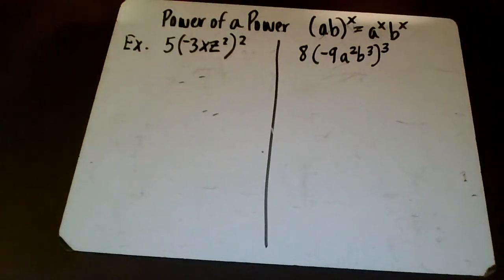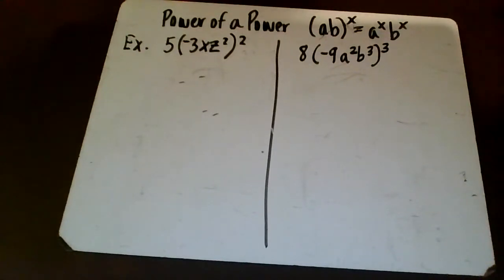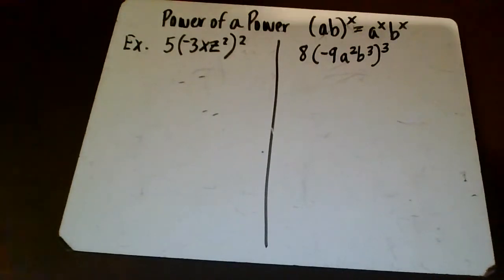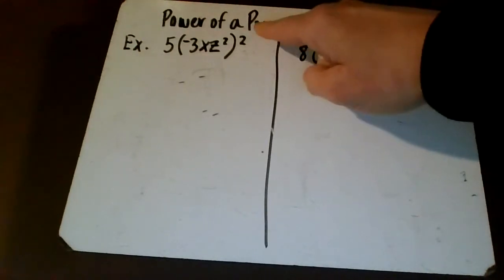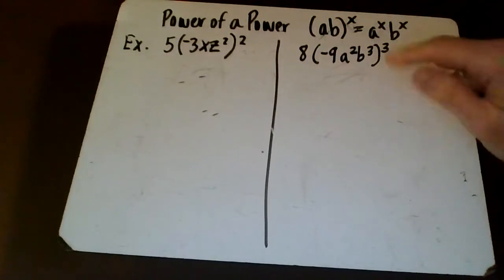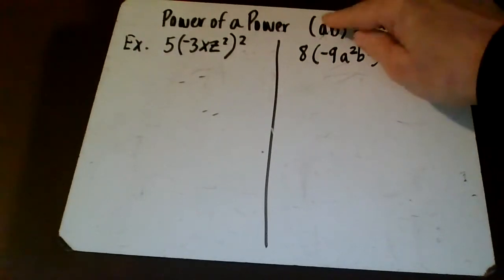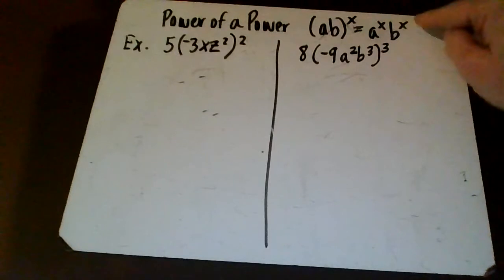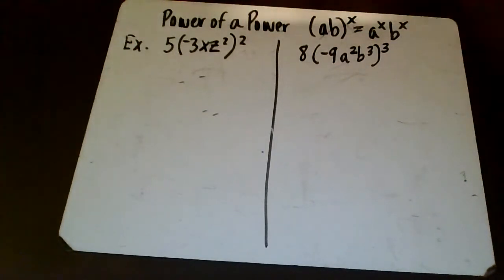All right, so we're going to do power of a power for some more complex examples. They kind of combine some of the different properties that we've used. Power of a power, of course, is (ab)^x, and you distribute that exponent to both the a and the b, and you have a^x and b^x.